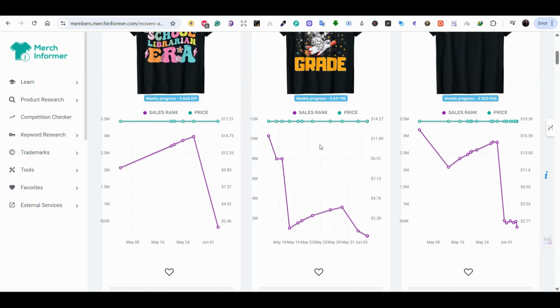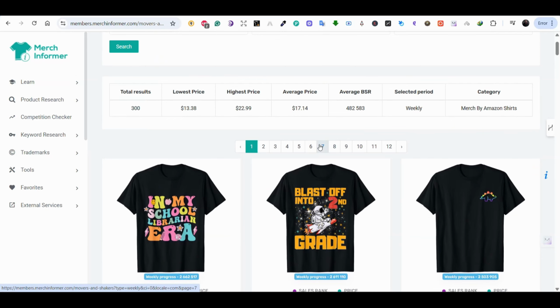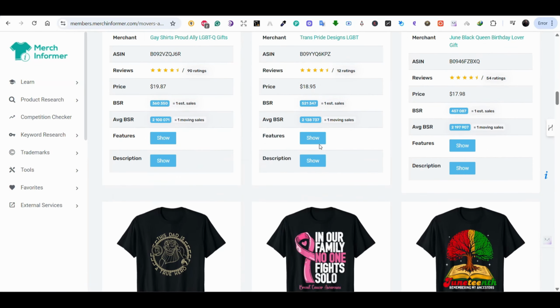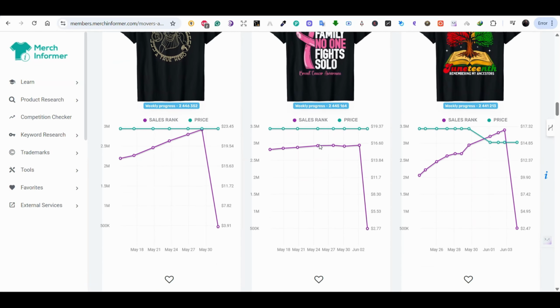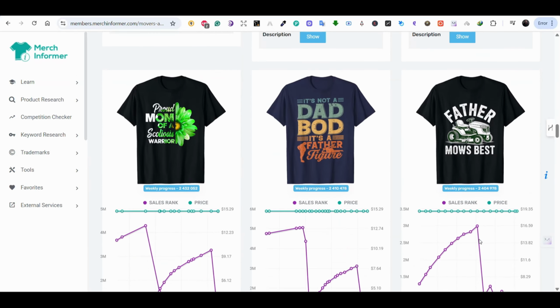So this one, for example, we can see the graph that shows us the sales rank. If you see that there is a sudden decrease in the graph, it means that the sales rank has improved, and it means that this design started to sell suddenly. So this one, for example, says that the price changed on the 29th of May, and the sales were at a certain number until June 2nd, and then there is a sudden increase in sales between June 1st and June 2nd tremendously. So this is worth checking.